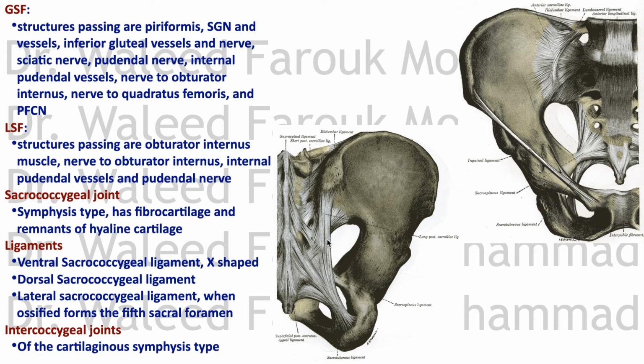The main structure is the piriformis, and the other structures are distributed according to their relation to the piriformis. Now, the piriformis passes on its way to the greater trochanter of the femur. Above it are the superior gluteal nerve and vessels. Anything else is below it, like the pudendal nerve, internal pudendal vessels, nerve to obturator internus, nerve to quadratus femoris, and the posterior femoral cutaneous nerve. They all pass through the greater sciatic foramen, but beneath the piriformis.